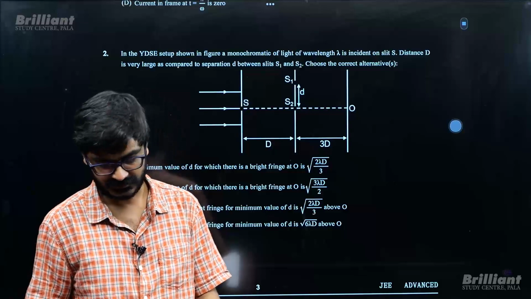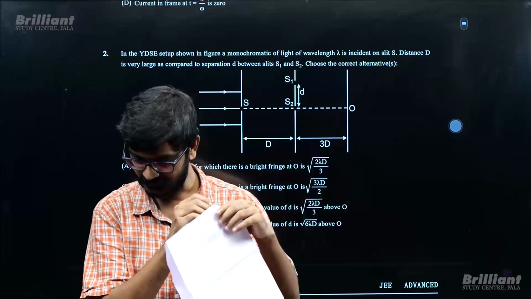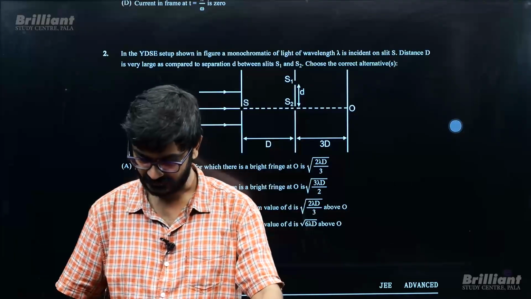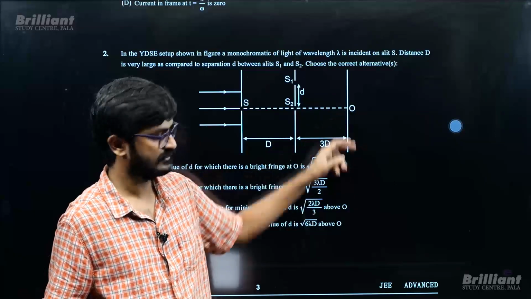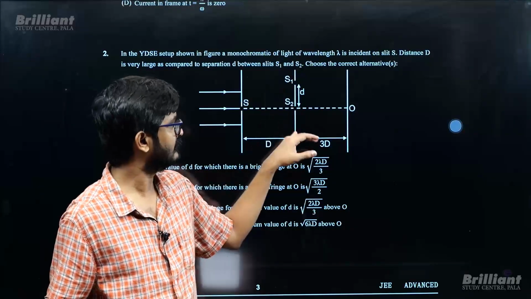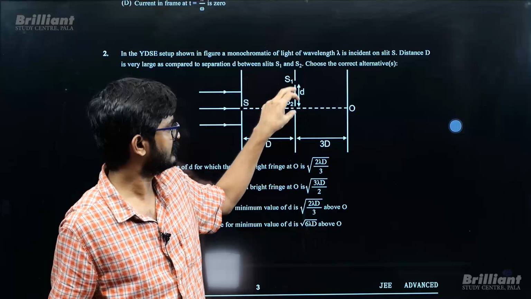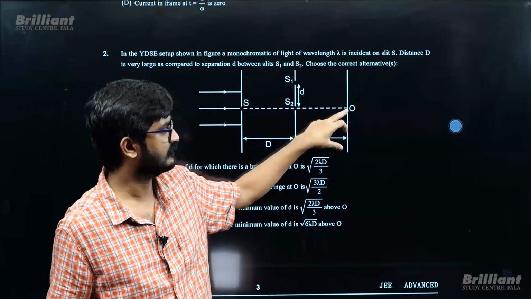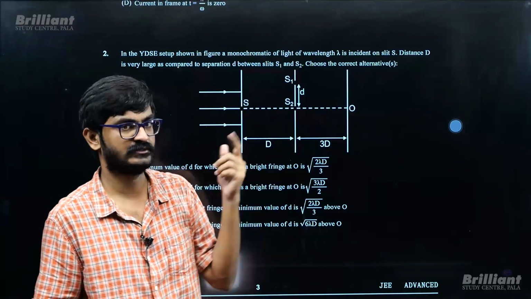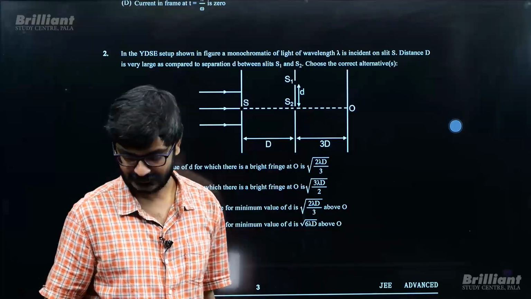Okay, in the next question there is a YDSE setup. They are asking what is the minimum value of D for which there will be a bright fringe here, right? So when nothing is there, what will happen? When the sources are at equal distances, then there would have been a bright fringe here, I mean the path difference will be 0, right? Now, okay, let us see the figure.